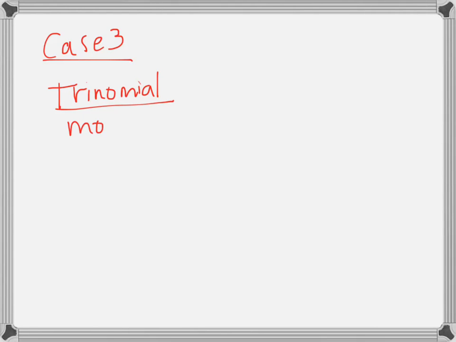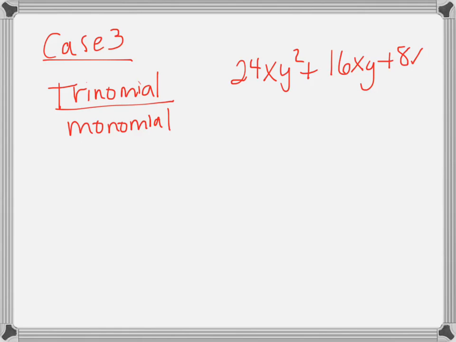Case 3 is a trinomial divided by a monomial. So that's something like 24xy squared plus 16xy plus 8x squared y divided by, let's say, 4y. In this case, we're going to get a trinomial as a result. The quotient of these two polynomials is itself a trinomial.